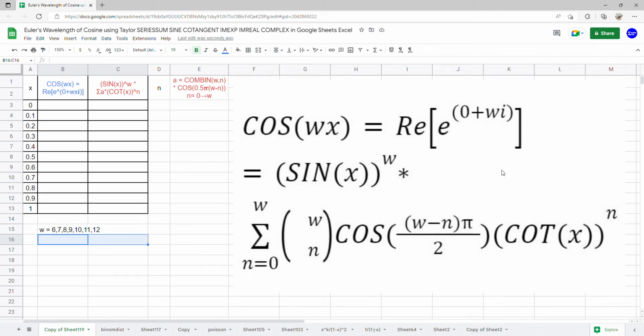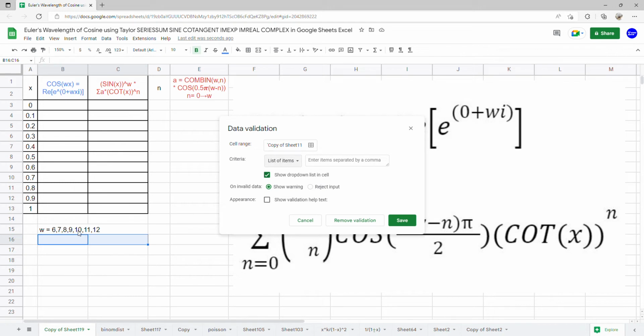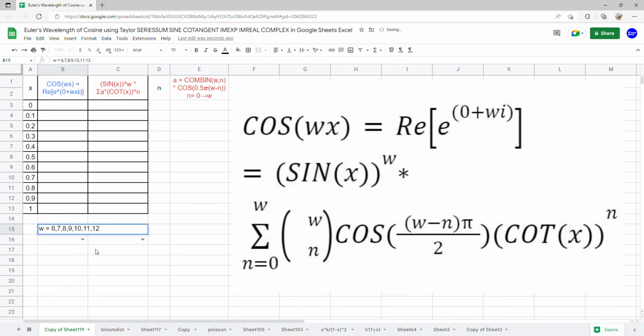In this video, we vary the wavelength of cosine with values of W from 6 to 12. So data validation, list of items, our values will be from 6 to 12. We can start with 6.